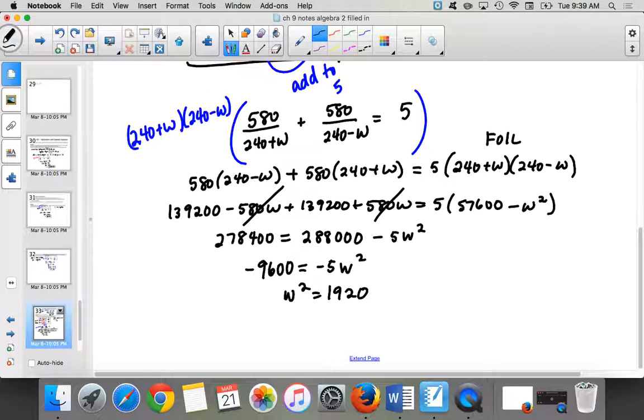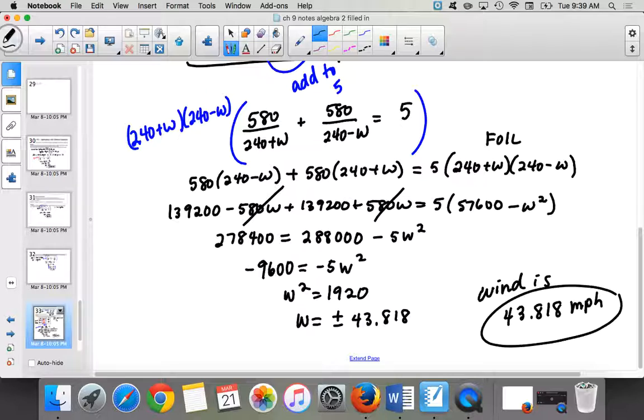And so my last step, square root, right? So I'm going to do the square root of that answer. So I get w equals plus or minus 43.818. Does the negative matter? Our wind is not going to go in negative miles per hour, right? So, I mean, kind of, if you consider direction, but we're not going to consider direction. We'll just make it, the wind is 43.818 miles per hour. Okay, and that's our answer. Tricky, huh?